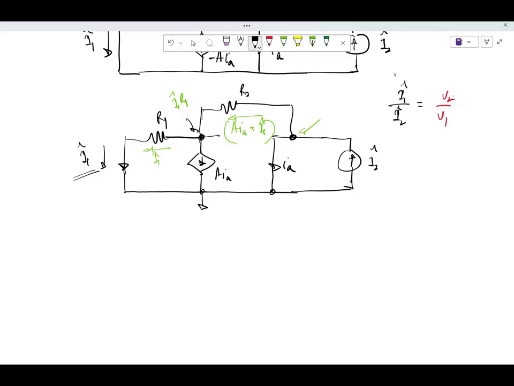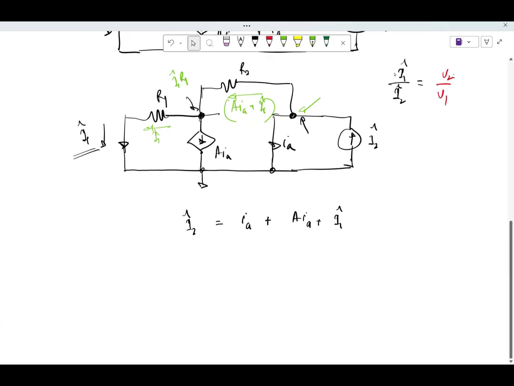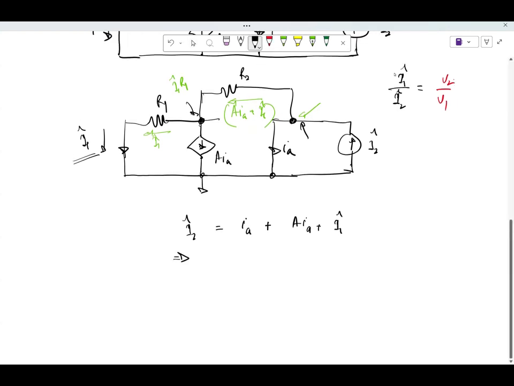So if I do a KCL at this node, what do I get? The current going in, I2 hat, is equal to IA plus the current that is going out, which is AIA plus I1 hat. Which essentially means that if I divide everything by A, I get I2 hat by A equal to IA by A plus IA plus I1 hat by A.